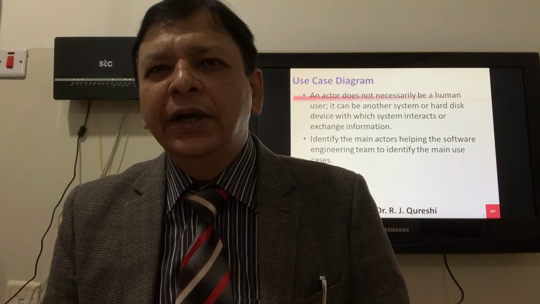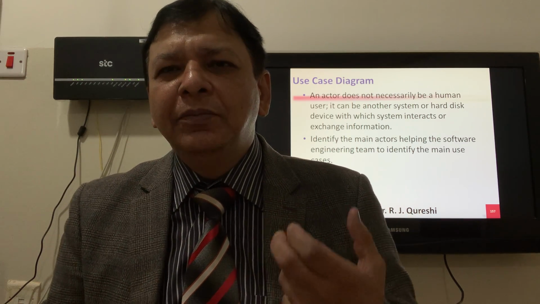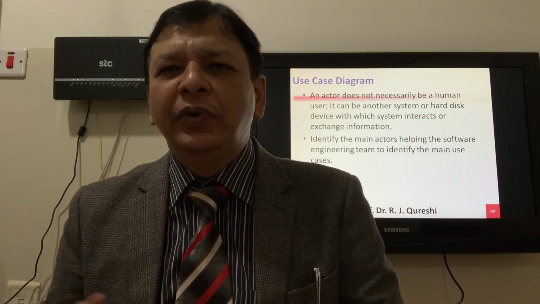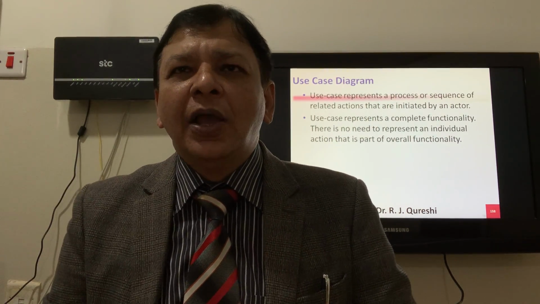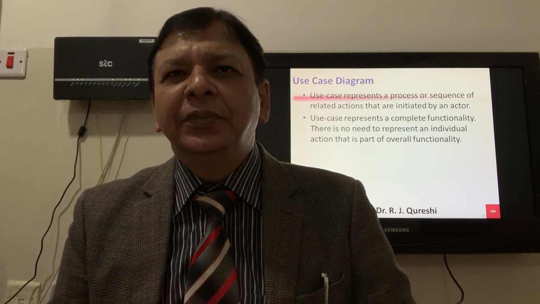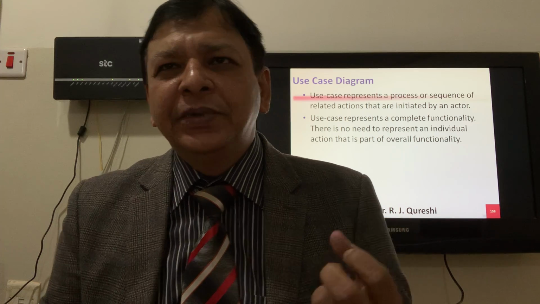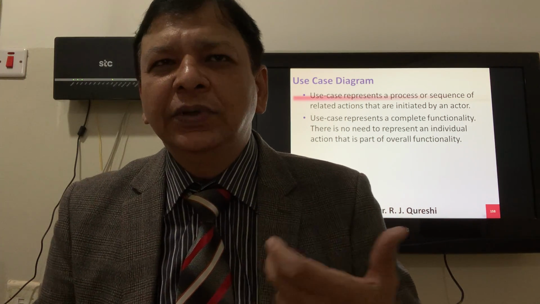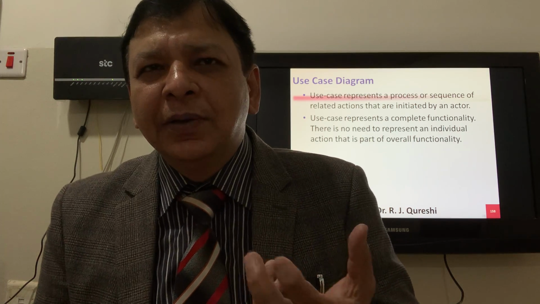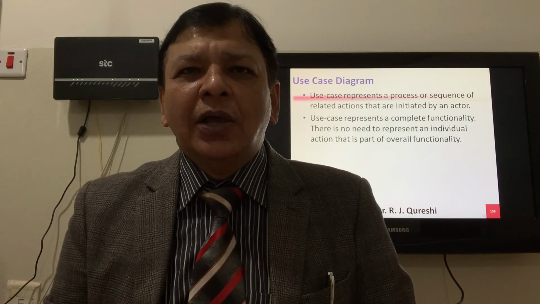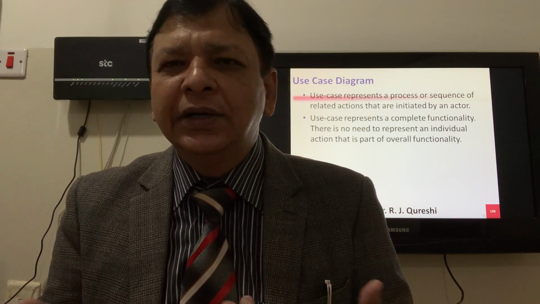We have to identify the main actors of the system before we draw the use cases. In order to identify them, you have to consider something. For example, a use case represents a process or sequence of actions. A use case represents a complete functionality, so there is no need to represent an individual action that is part of a functionality.